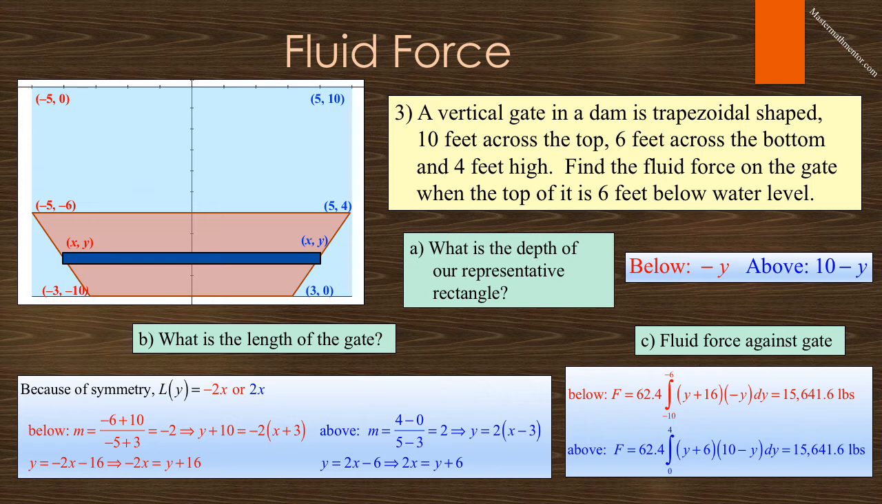So now we need to calculate the fluid force against the gate. And our formula, if we are having the gate below the x-axis, is 62.4 times the integral of (y plus 16) times negative y dy, and y will run from negative 10 to negative 6, and we get 15,641.6 pounds. If the gate is above the x-axis, then our fluid force is 62.4 times the integral of (y plus 6) times (10 minus y) dy, and now y runs from 0 to 4. We get the same answer, 15,641.6 pounds.